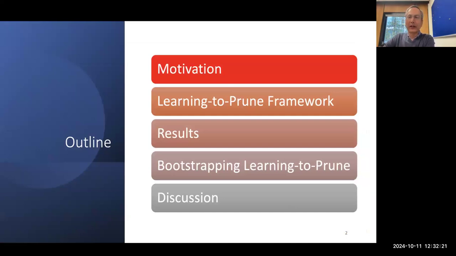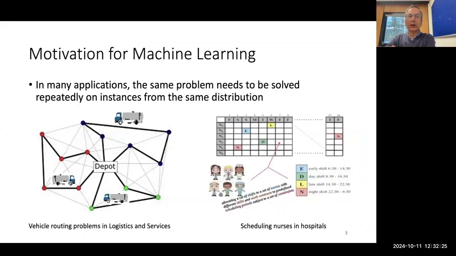Here's a brief outline of my talk today, and I am going to start with the motivation. One of the main motivations for using machine learning for combinatorial optimization problems is that in many applications, the same problem needs to be solved repeatedly on instances from the same distribution. For example, in logistics, people often need to solve vehicle routing problems that come from the same distribution. So it's the same road network, but different customers every day. We need to solve the same problem day in and day out.